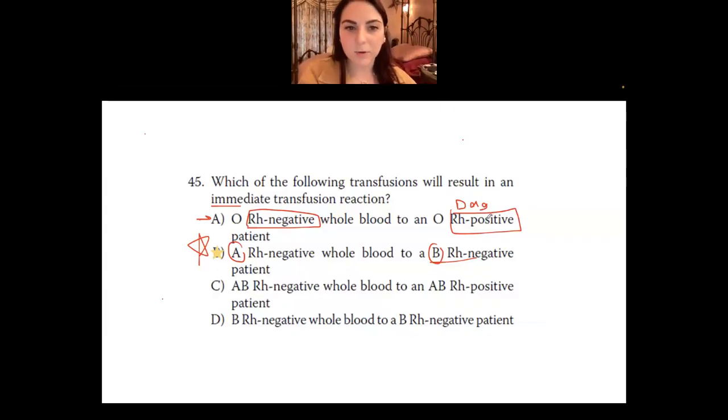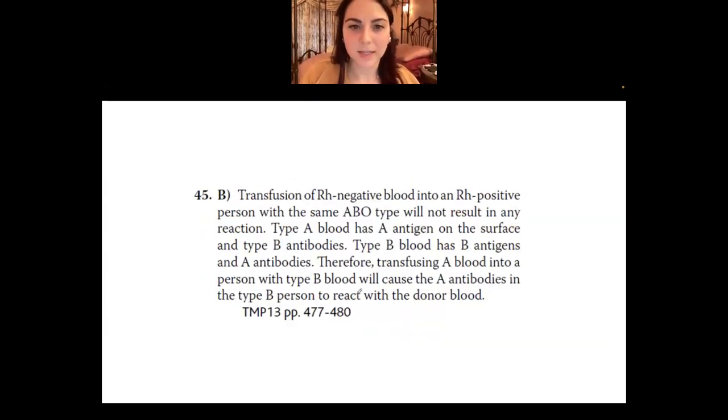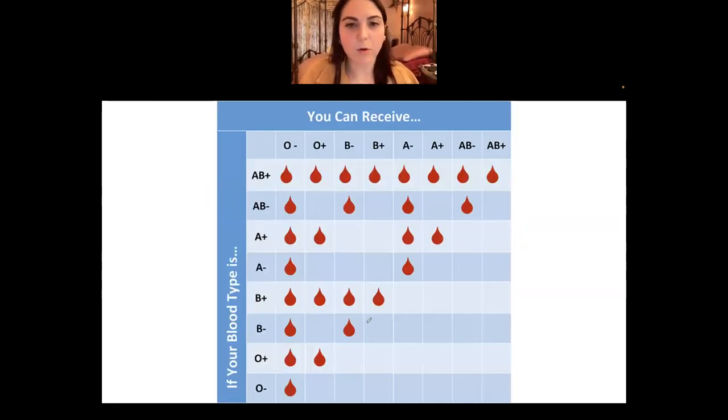So if you give that to someone that doesn't have D on their red cells, the immune system's going to be like, this is foreign. Let's make antibodies against it. But if you don't have D on your red cells, it doesn't matter if you give it to someone that has D on the reds. It doesn't matter. Okay? So this is what it's saying. It's everything we talked about.